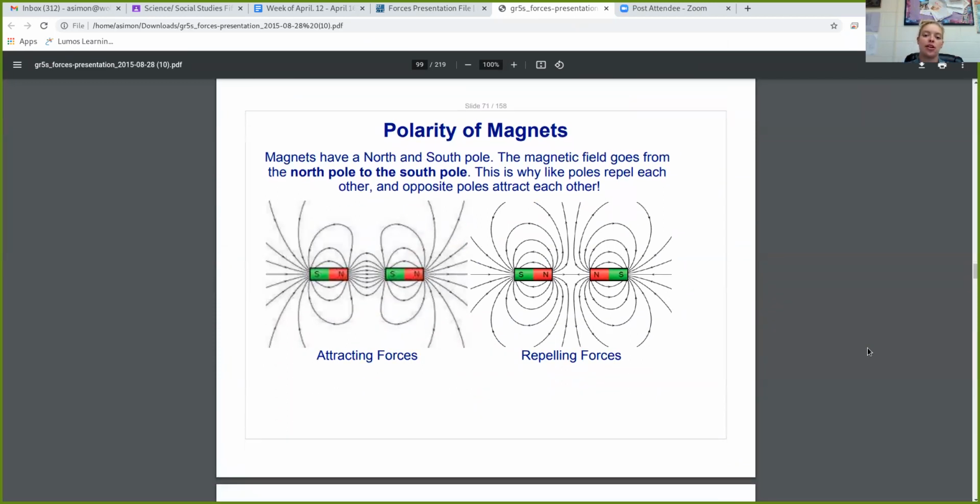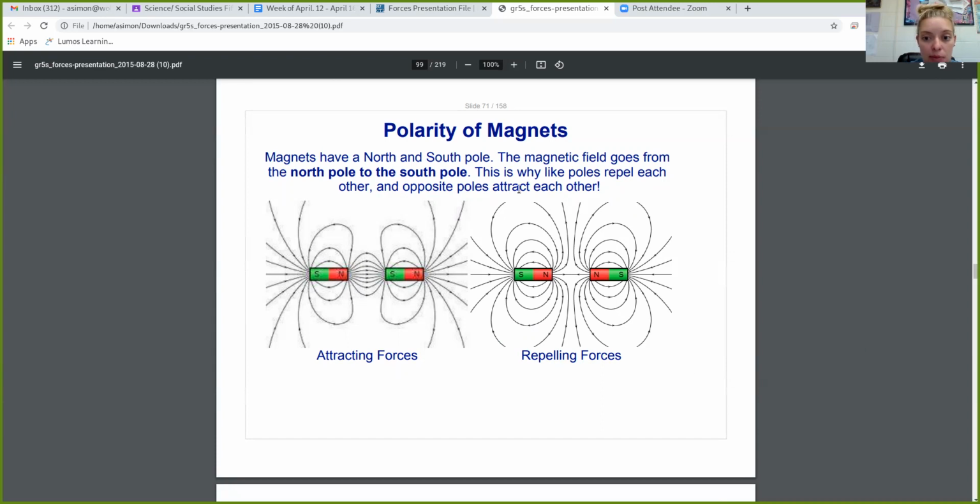Now let's look at the polarity of magnets. All magnets have a north pole and a south pole, just like the Earth has a north pole and a south pole. The magnetic field goes from the north pole to the south pole. This is why like poles repel each other and opposite poles attract each other.